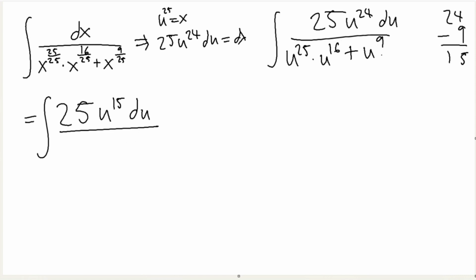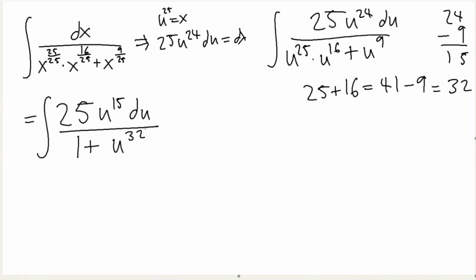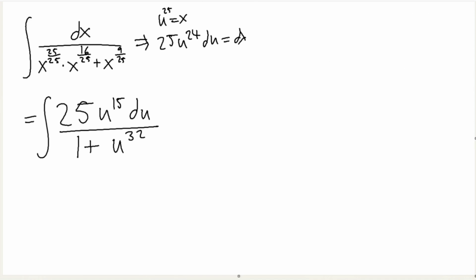Oh god. And then this is 1. And then here, 25 plus 16. They're giving us hella nasty numbers. But then I have to do minus 9, which is 32. What? Oh! Do you guys see the substitution? This is u to the power of what? 16.